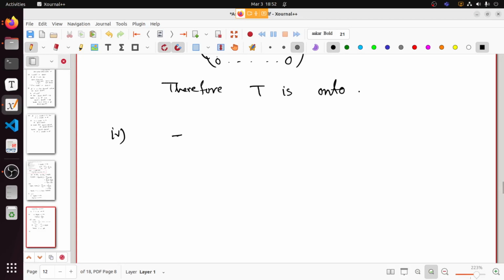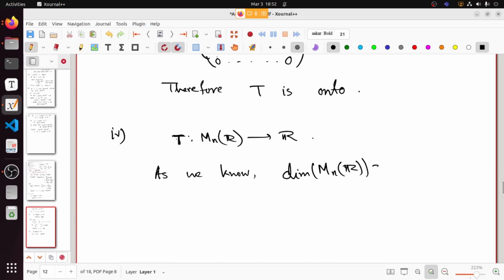So T is a map from MnR to R, right? So you can apply the rank nullity theorem. For that, what do you have to find? You have to find the dimension of MnR and R, right? Here V is MnR. As we know, the dimension of MnR was found in the previous assignment. The dimension of MnR is n square, right?